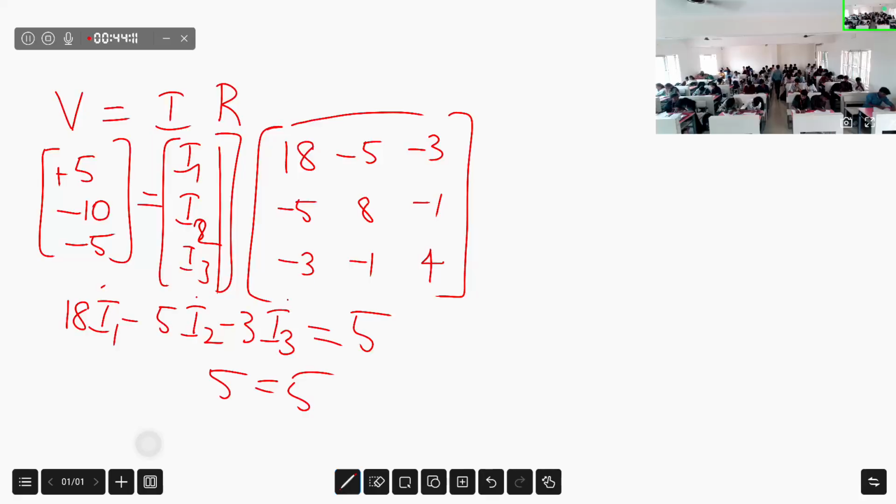No problem. So for your values, try to find out I1, I2, I3. So you got minus 250. So I got the value as minus 250.